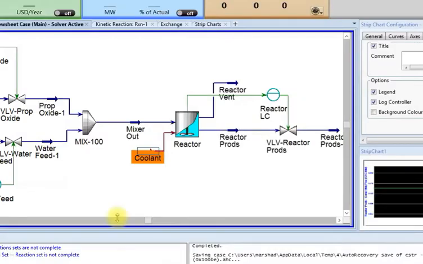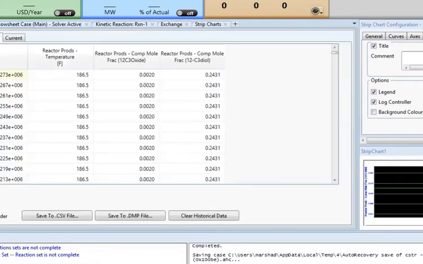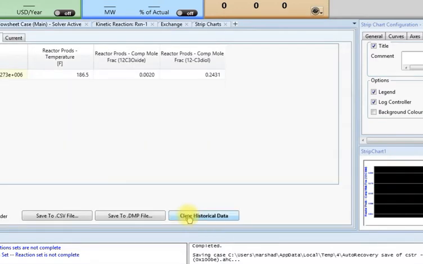This is our HYSYS simulation model flow sheet. This is the reactor, you can see, and here we have the coolant. So we will change the coolant flow rate to see the effect on temperature and the reactant and product concentrations. So if you click this one, let's clear this historical chart.